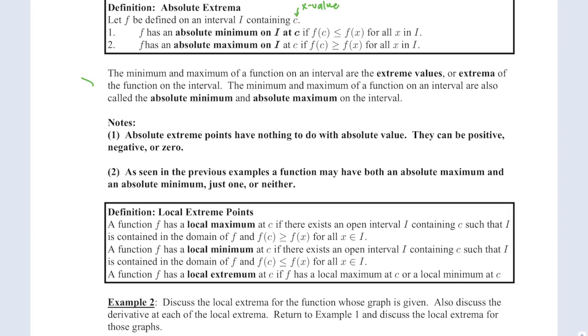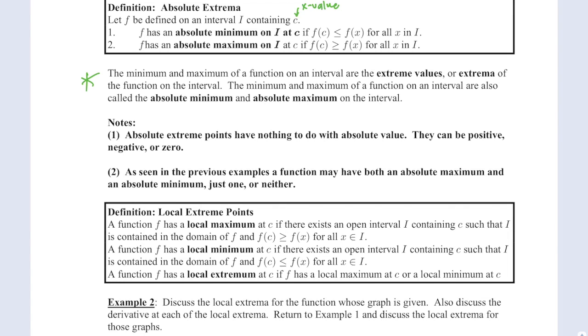So, like we were just talking about in the previous pictures, the min and max of a function on an interval are called the extreme values or extrema of the function on the interval. They're also called, if they're actually the absolute, then we call them the absolute minimum or absolute maximum on the interval. We're also going to talk about what we mean by local extreme points, and that's the next thing we're going to look at.